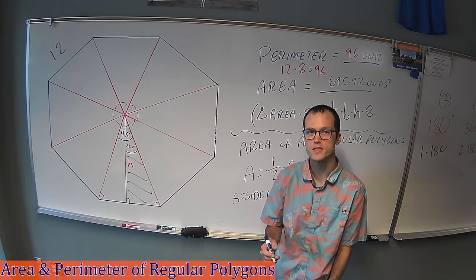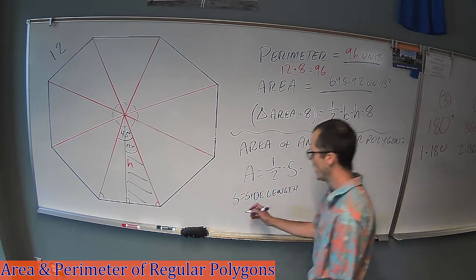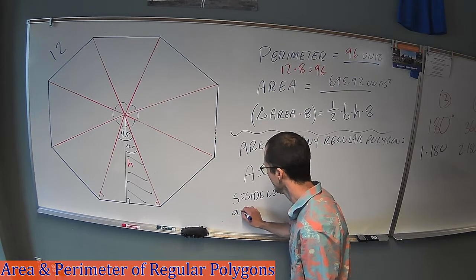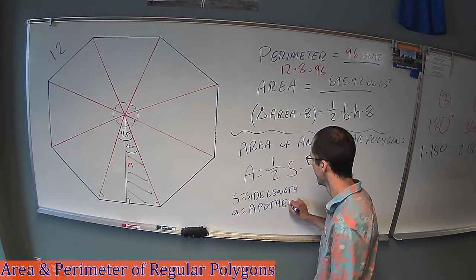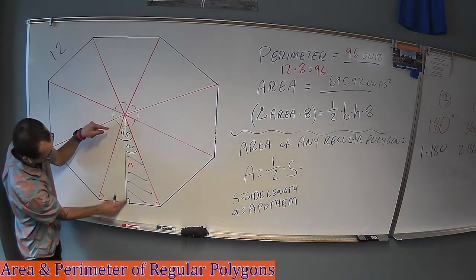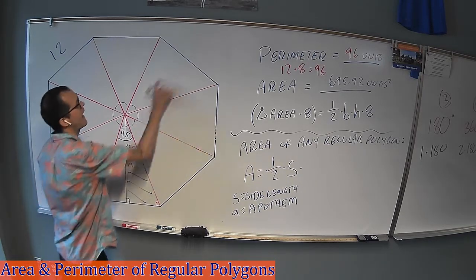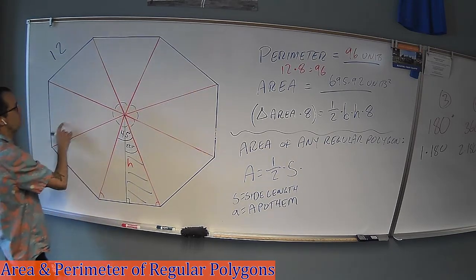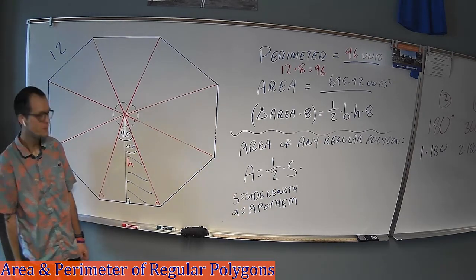But this length has a special name. It's called the apothem. So A is apothem. And again, that's just a fancy word for this green length here. It's the height of one of the triangles. Every one of these triangles has what we call an apothem. All of them are congruent to one another. So it's just the height of one of the triangles.